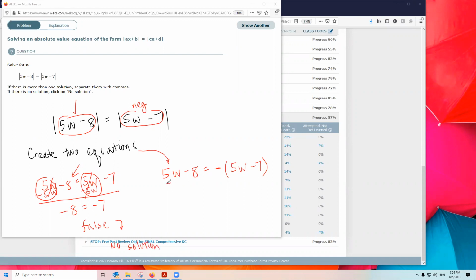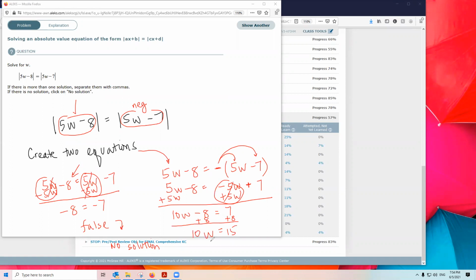Let me come over to the right-hand side, though. I'm going to distribute this negative sign inside the parenthesis. Remember, that means changing the sign of every quantity inside the parenthesis. All right, now I'm going to add 5w to both sides. That's going to get me 10w minus 8 equals 7. Now I'm going to add 8 to both sides. That means 10w equals 15.